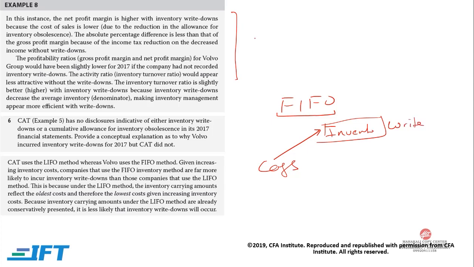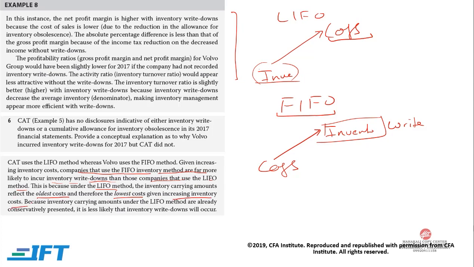In last in, first out, in rising prices, inventories are lower and cost of goods sold is higher. Why is cost of goods sold higher? Because the most recent purchases, which are more expensive, are being sold first, and we have older inventories that are shown as part of our ending inventory. Now, companies that use the first in, first out inventory method are far more likely to incur inventory write-down than those companies that use the last in, first out method. This is because under the last in, first out method, the inventory carrying amount reflects the oldest cost and therefore the lowest cost, given increasing inventory cost.